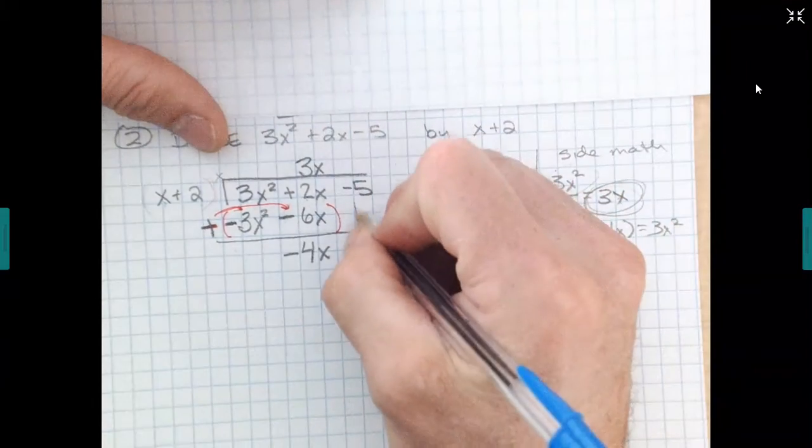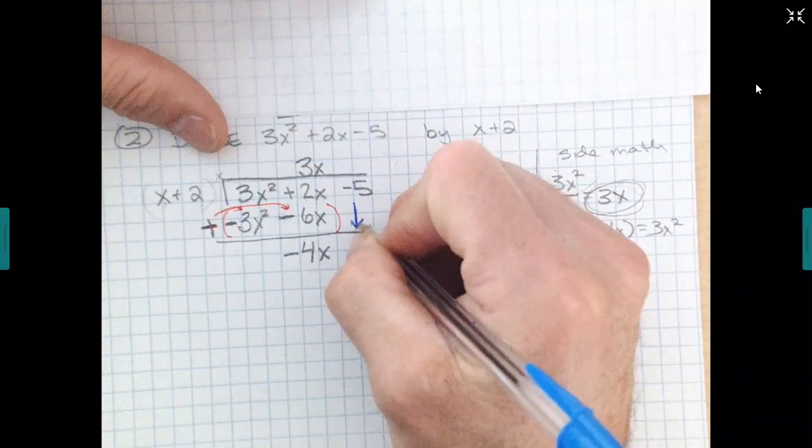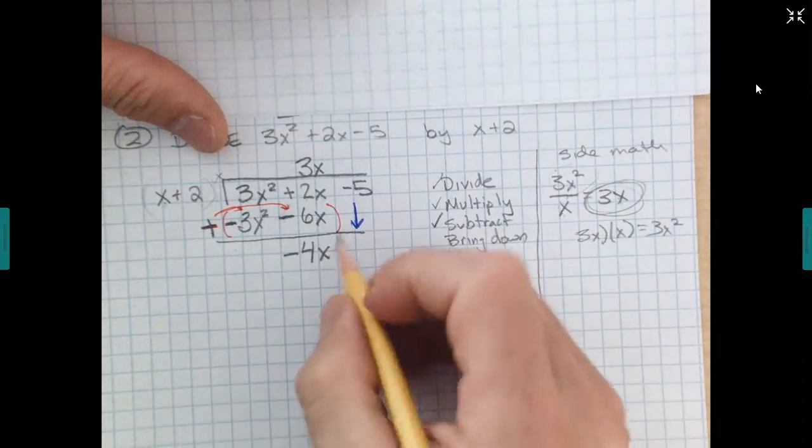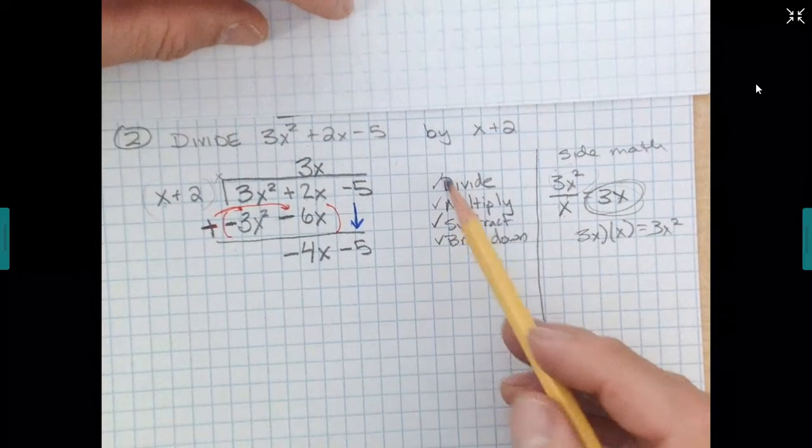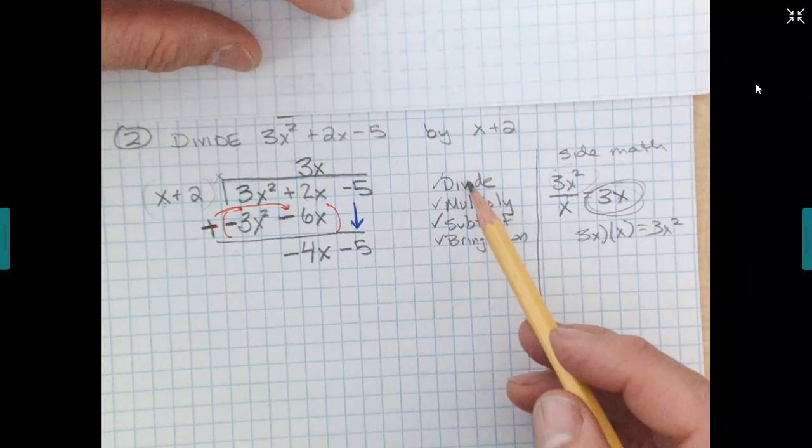And now I bring down. So I'm going to bring the negative 5 down. So I get negative 4x minus 5. All right. Now, when I'm done with that, I go all the way back up and I start over again, right? I start with my divide.